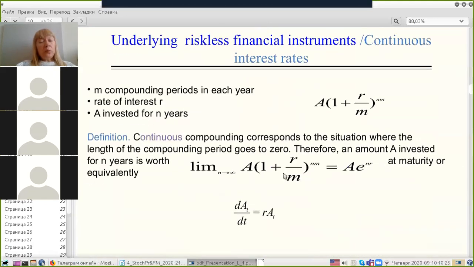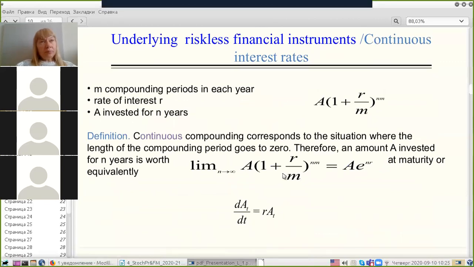But we can consider periodic compounding. If we have, for example, m periods in 1 year, the formula will be, look at this: A multiplied by (1 plus R divided by M), where M is the number of periods, to the power N multiplied by M. And in more detail, we consider this formula in the practical class.